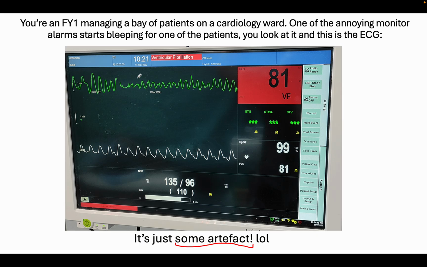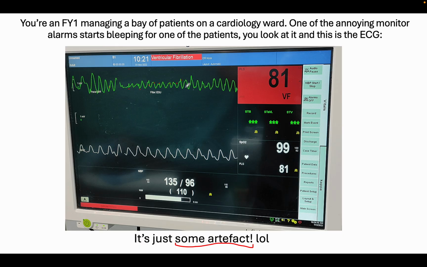So the way to work out that it's artifact is that, firstly, you can see 2 narrow beats here, and if you look closely, you can see a narrow beat there, and a spike there, and a spike there, and so on. These are basically normal beats with artifact superimposed on them, and even here you can see a narrow spike there.